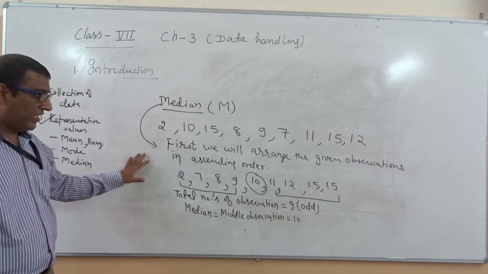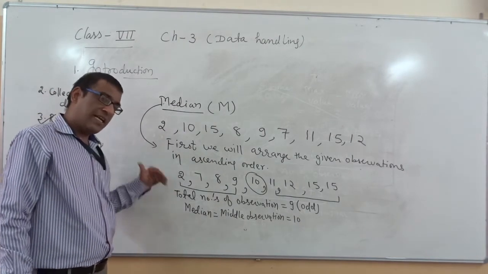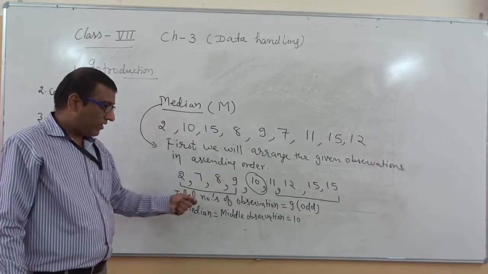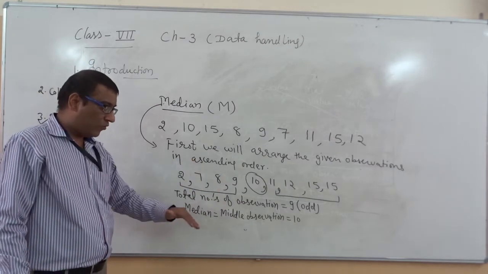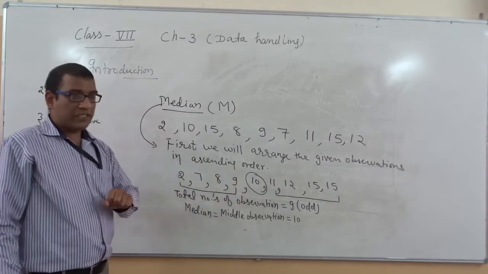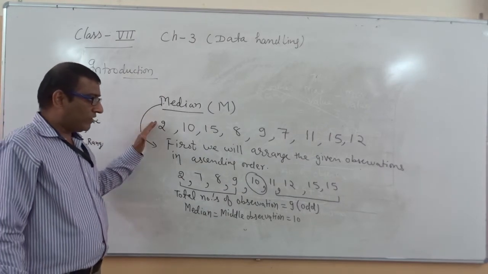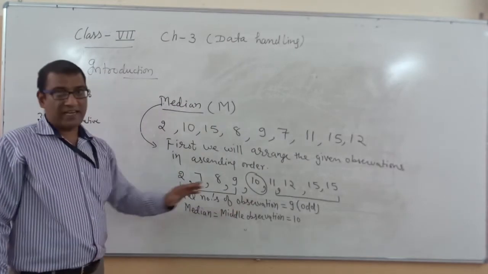It means in this example, when 9 observations are given to us, first we will arrange the given observations in ascending order. If you want to arrange these data in descending order, it is also possible. Then we will see it is an odd number. So 4 from the left hand side and 4 from the right hand side we will remove. So the middle value is 10. So in this given observation, the value of capital M, the median, is 10.